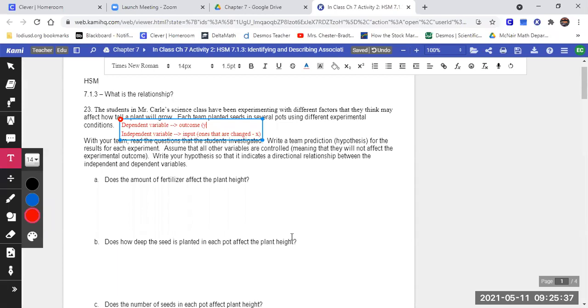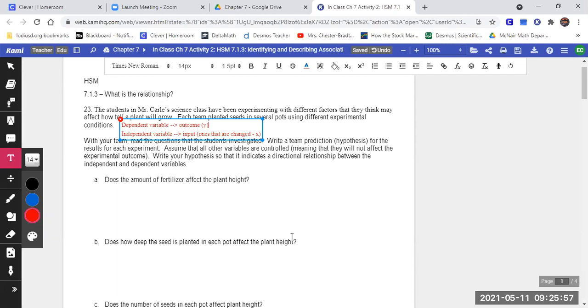The Y. Okay. So when you're thinking of the situations, you're looking at which one are we going to be changing and which one is what happens because of the change.